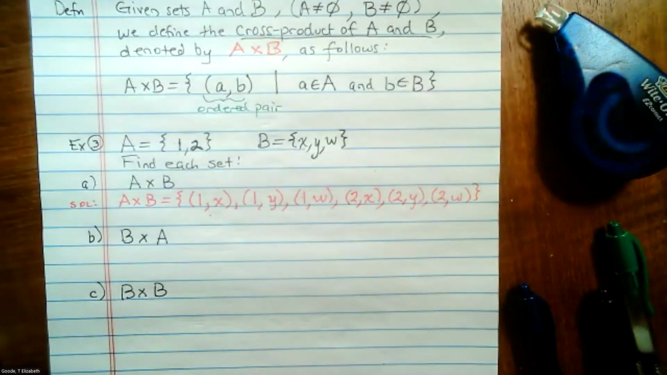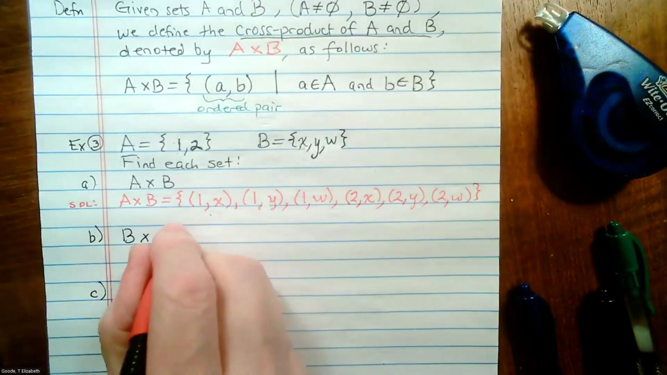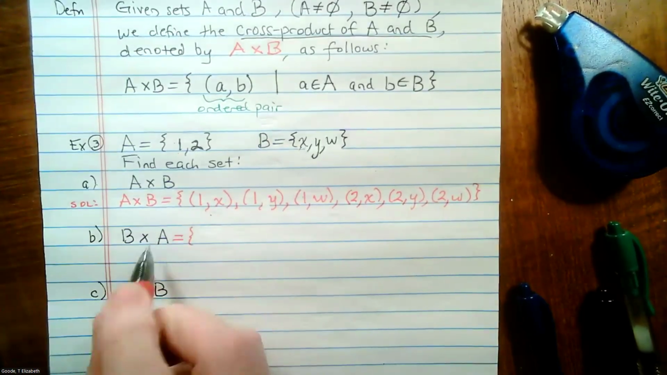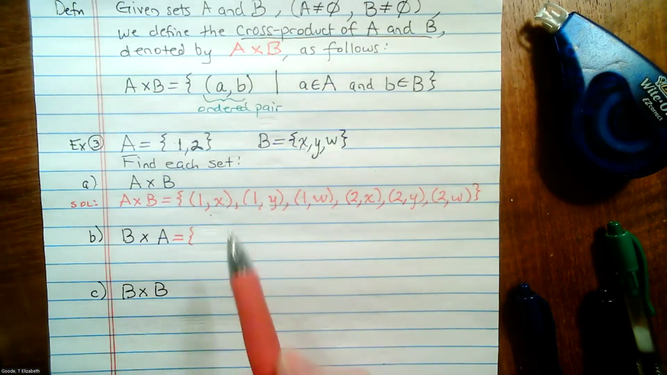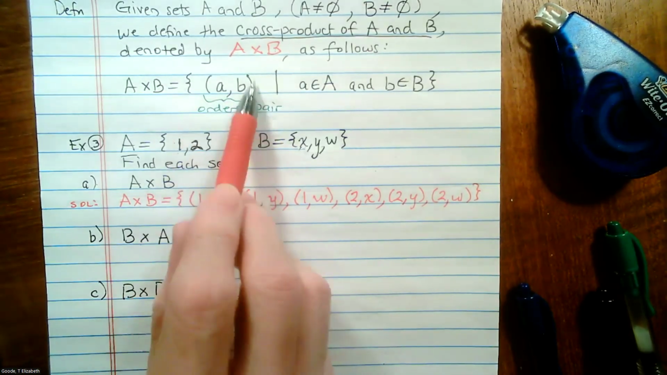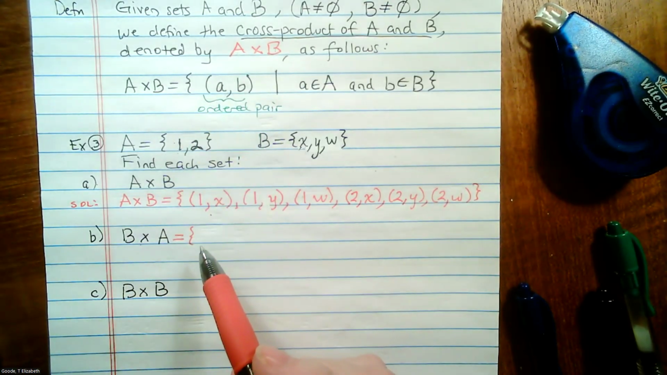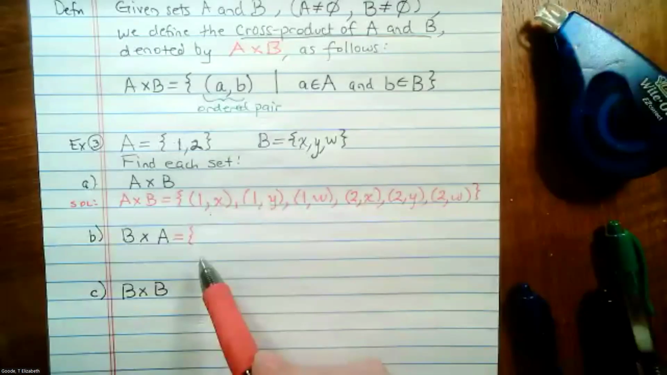Fantastic. So now we're going to build B cross A. Well, how many elements, and I'm talking about ordered pairs, do we expect to find in B cross A? Wouldn't it be the same amount?